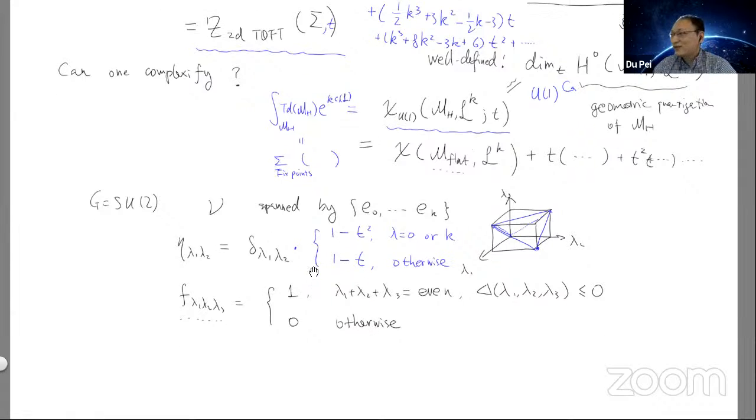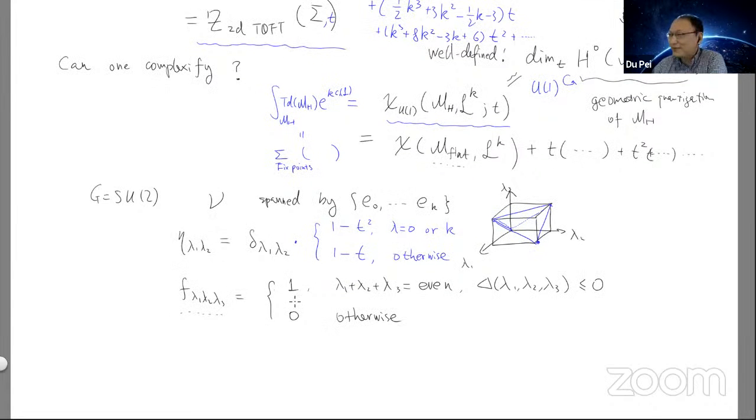And the fusion coefficients will also be modified. Now, when you are outside the tetrahedron, you are also allowed to have a non-trivial f. And it will be t to the delta power.